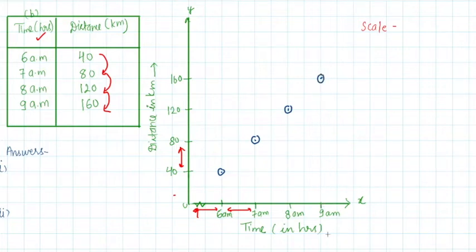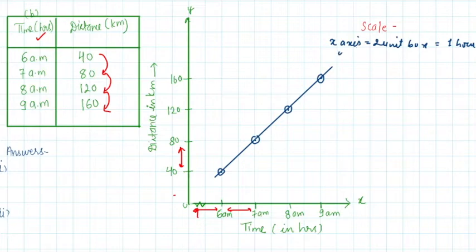160 kilometers. Now let's join all the points. This is your graph. Now the scale, if you want to write, if you see 2 unit box on x-axis, 2 unit box is representing how much? 1 hour. And similarly for y-axis, your 2 unit box is representing how much kilometer? 40 kilometer.